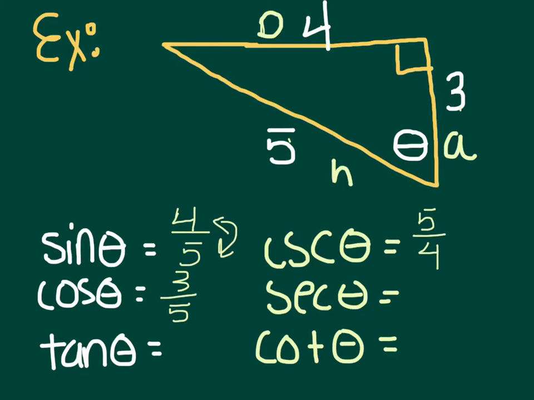So cosine now would be 3 over 5. So the reciprocal of cosine, which is secant, would be 5 over 3. Tangent, opposite over adjacent, would be 4 over 3. So the cotangent is just 3 over 4.